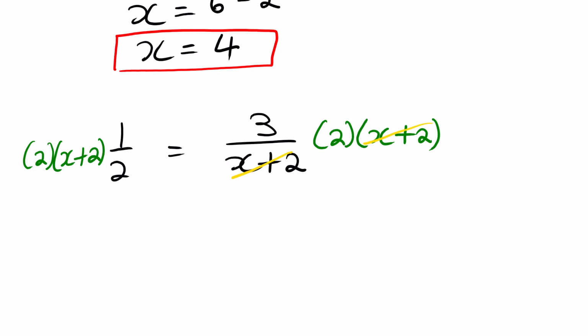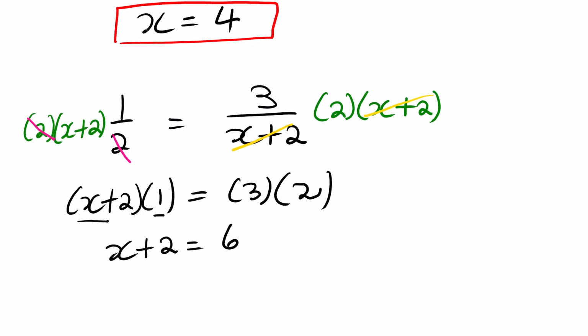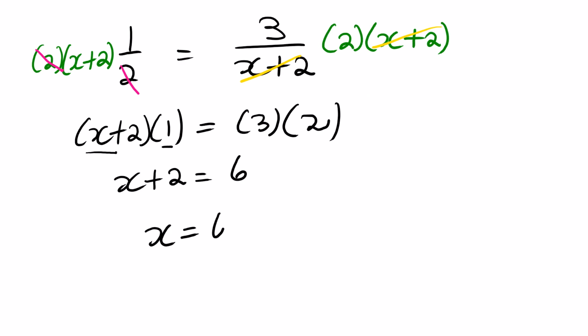Now this and this will result into 1, and then we are left with 2 as our bracket. On the left hand side, this 2 and this 1 will result into 1. Then on the left hand side, you are left with x plus 2 multiplied by 1. Right hand we have 3, 2. So this multiplied by this, it's simply x plus 2, it's equals to 3 multiplied by 2, it's 6. And then when you transpose, we have x is equals to 6 minus 2, x is equals to 4.